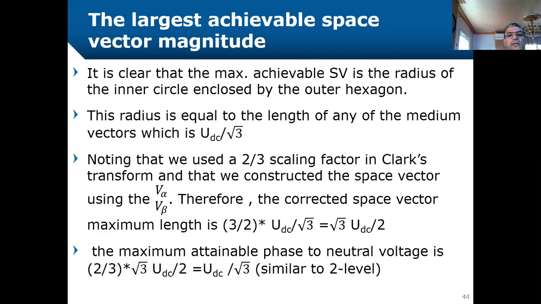Okay, the largest achievable space vector magnitude also is a question here, and it's clear that the maximum achievable space vector magnitude is the radius of the inner circle enclosed by the outer hexagon. This radius is equal to the length of any of the medium vectors, which is UDC by square root of 3, noting that we used a 2 by 3 scaling factor in Clark's transform, and that we constructed the space vector using the V alpha and beta obtained from Clark's transform.